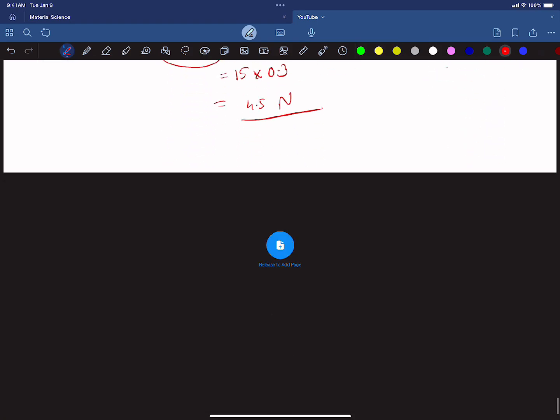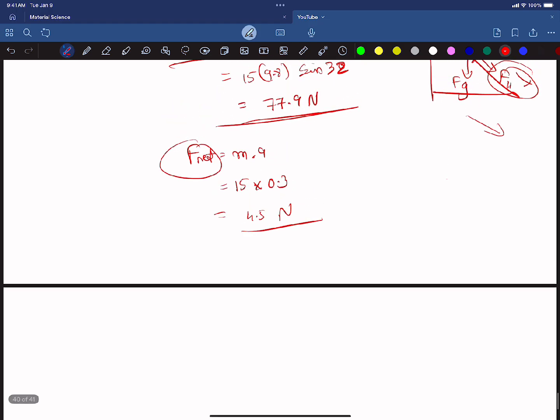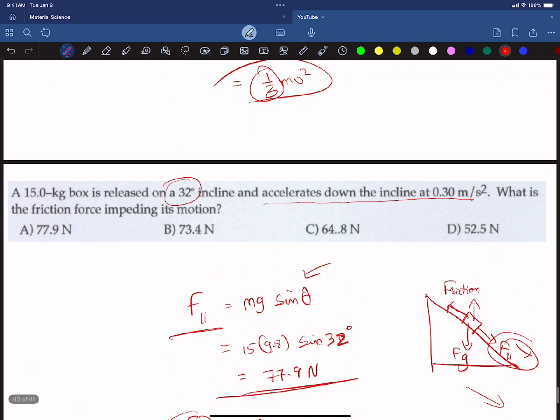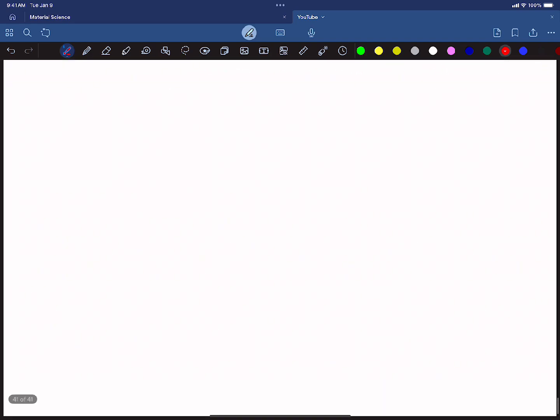So now we know F net and F parallel. So F friction is equal to F parallel minus F net. So 77.9 minus 4.5 is 73.4 Newton. This is our answer, B. Let's move on to the next question.